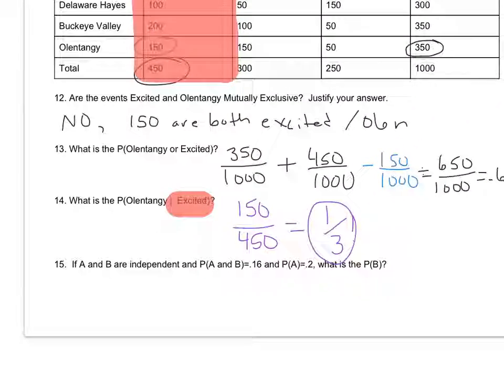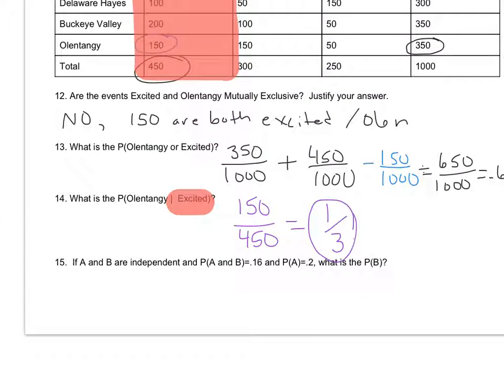All right, our final problem says, if A and B are independent and the probability of A and B is 0.16 and the probability of A is equal to 0.2, what's the probability of B? This will take advantage of our general multiplication rule. We said if they are independent, then the probability of A times the probability of B equals the probability of A and B.